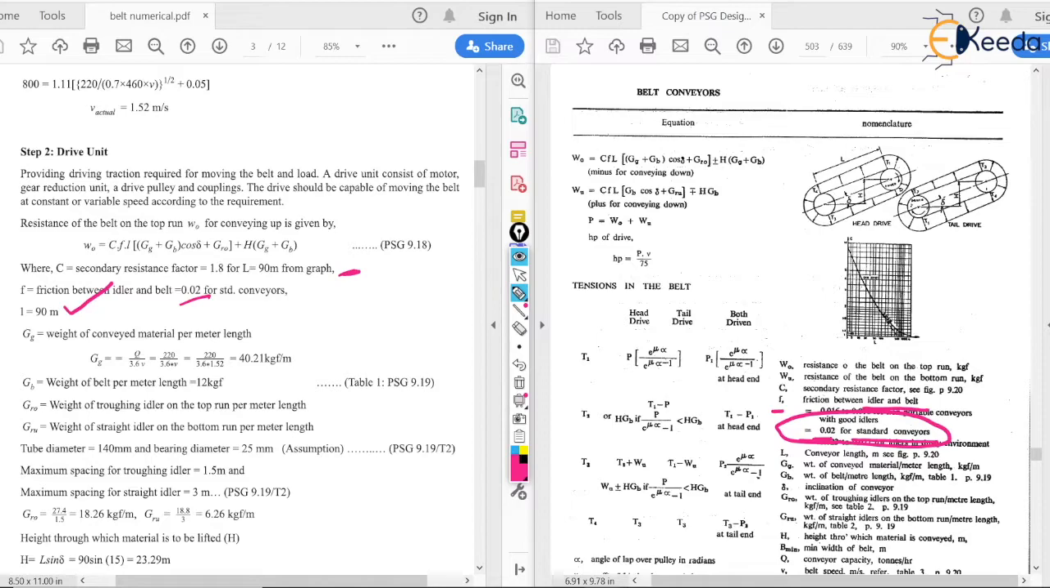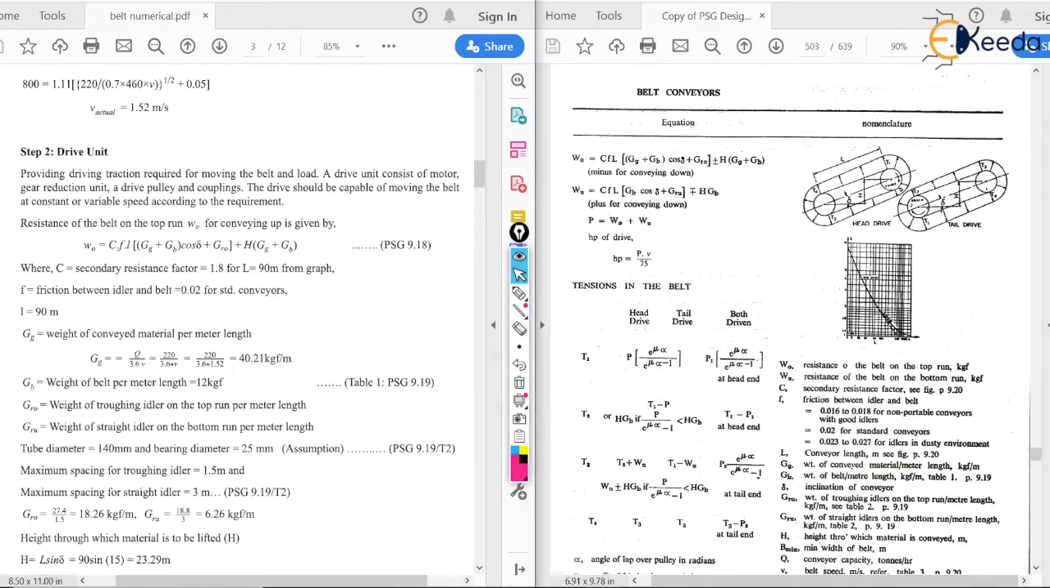After that we have GG and GB. For GG and GB we have to find out the values. Here, GG is the weight of conveyed material per meter length. So here we have Q, that is 220 tons per hour, and next we have 3.6 into velocity, that is the formula we have to remember, and from that it is 40.21 kgf per meter, that is actually the weight conveyed.